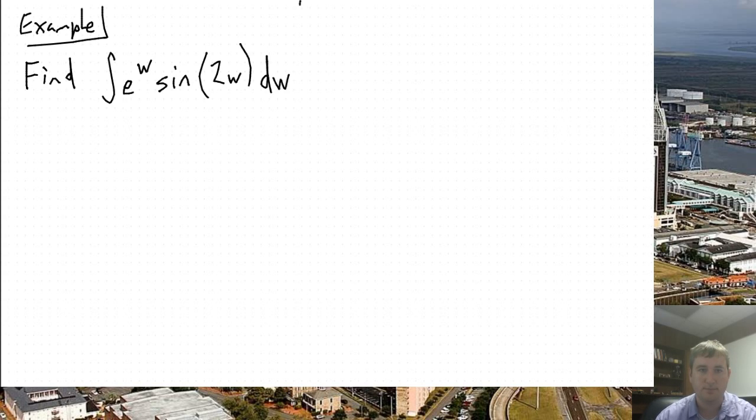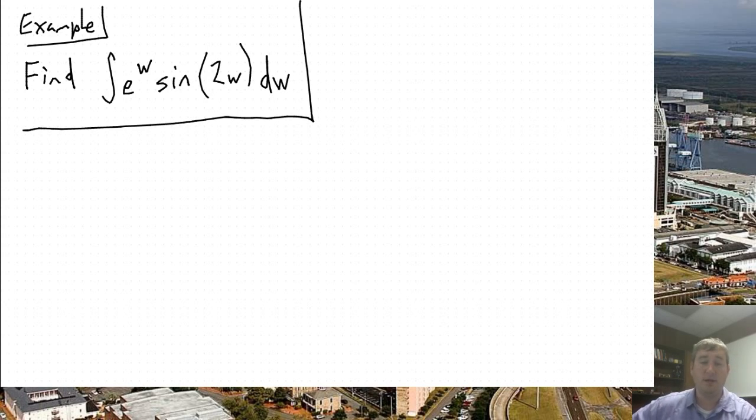where we're going to find the integral of e to the w sine of 2w dw. So this looks like the perfect setup for an integration by parts problem, and the reason why it looks great is because we've got two things multiplied together. We've got e to the w and sine of 2w multiplied together.